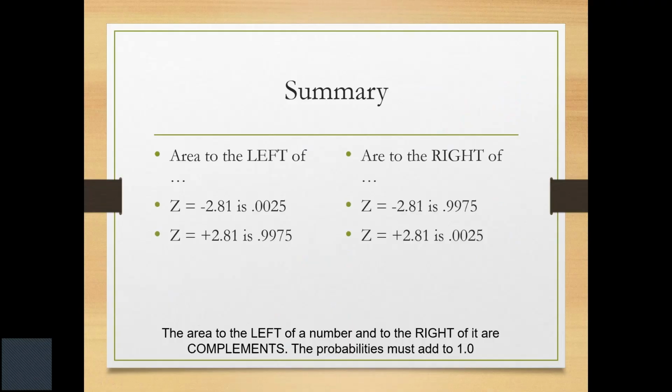So to sum up, the area to the left of z equal -2.81 is 0.0025, which is also the area to the right of positive 2.81. The area to the left of positive 2.81 is 0.9975, which is also the area to the right of -2.81. And so these two are complements, right? And so their areas, their probabilities have to add up to 1.